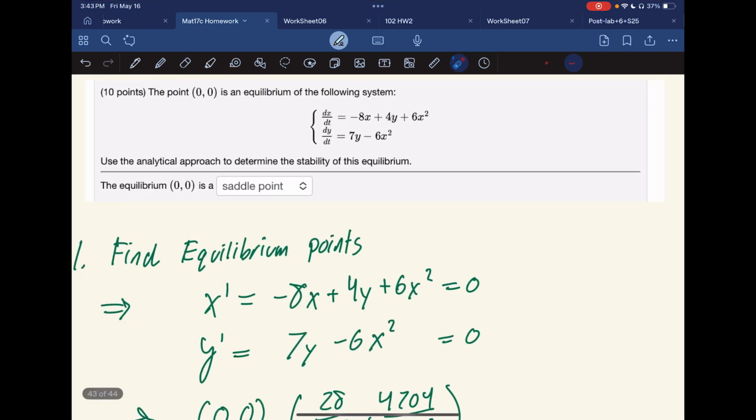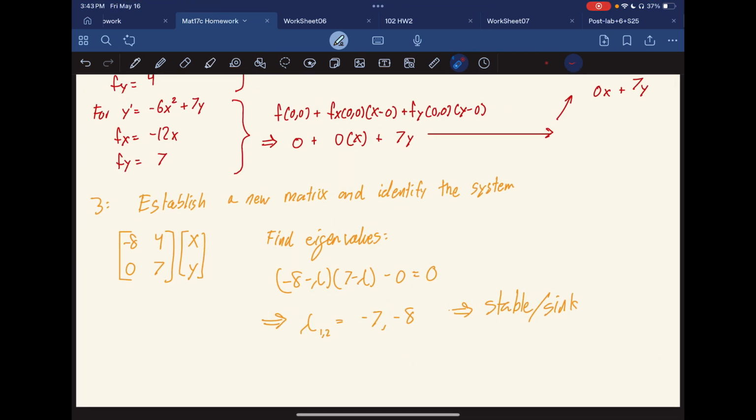Uh-oh, oopsies. This should be +7. My apologies. I was writing too quick, which means this is a saddle point. But yeah, you just find your eigenvalues, and then you characterize the system.